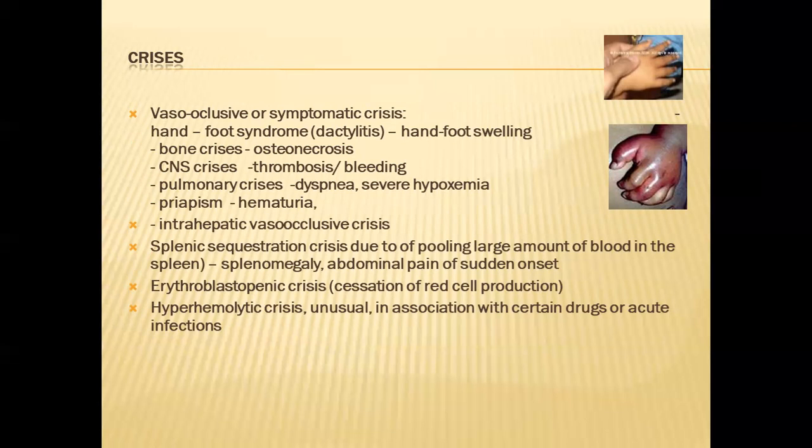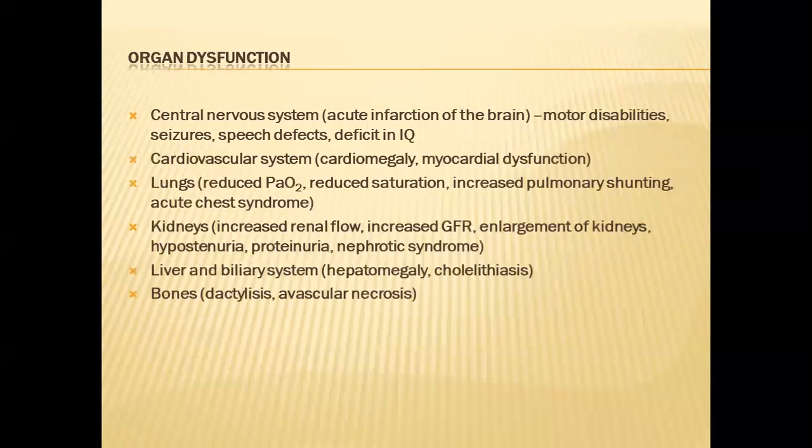So erythroblastopenia crisis, cessation of red cell production. Again, it could be because of some bone marrow suppression because of other infections like any viral insult. Hyperhemolytic crisis. It is an unusual process in association with certain drugs or acute infections. So you must know all these features. And organ dysfunction, in terms of organ involvement, as we already discussed.